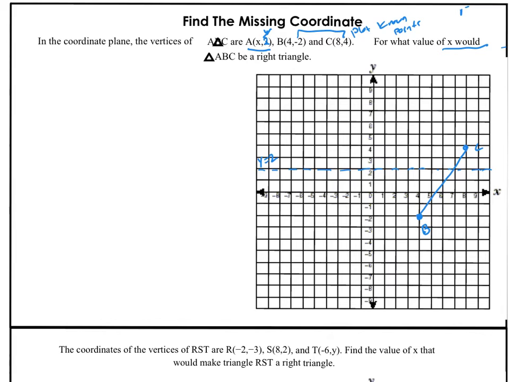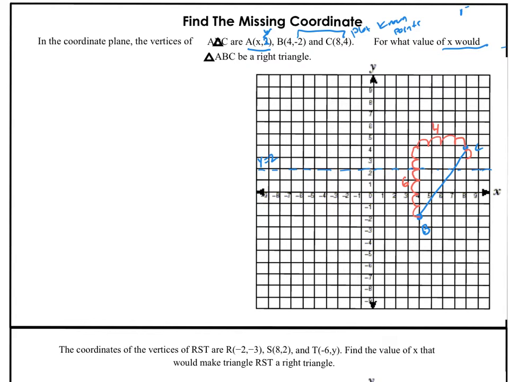To find the missing coordinate, we just have to make a right triangle. We need 2 lines to be perpendicular. So what we're going to do is just count. We're going to count the slope of BC. From B to C, left to right, we go up 1, 2, 3, 4, 5, 6, and to the right 1, 2, 3, 4. So we have a slope of 6/4.